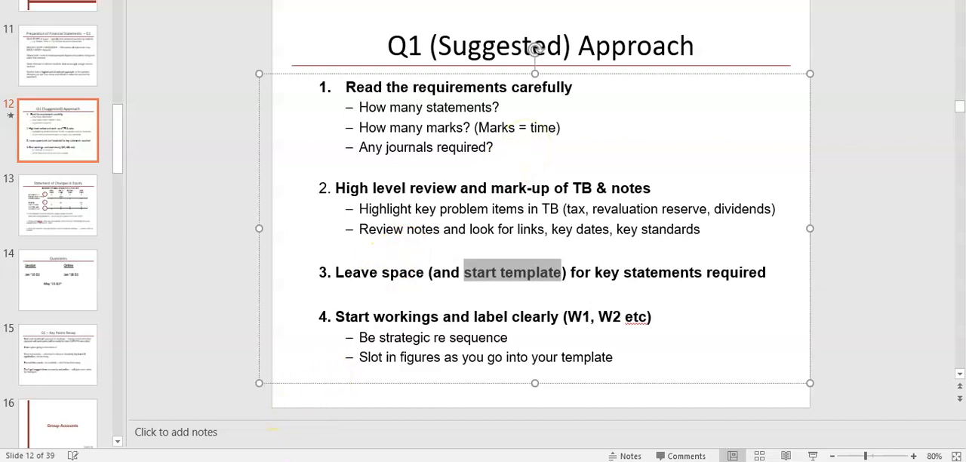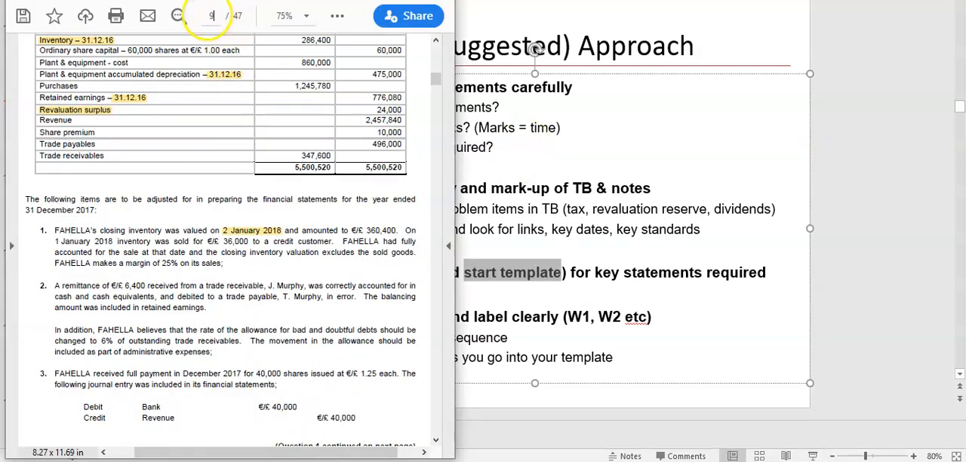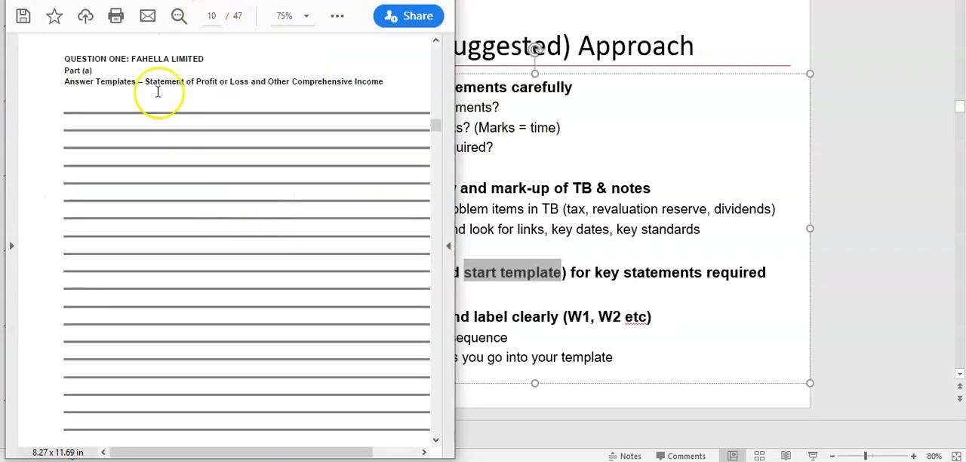What some students like to do now is they'll jump to the answer booklet and they might set up a template statement of profit and loss, put in the revenue, the cost of sales line, the gross profit, down along, just slot them in as they go. Or some students will wait till the end to do that. That's entirely up to you.